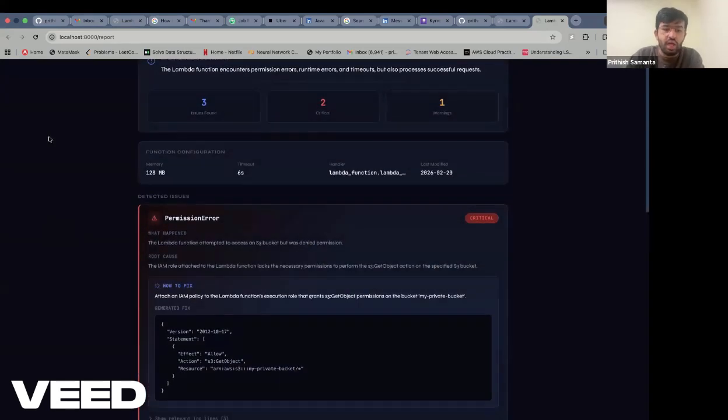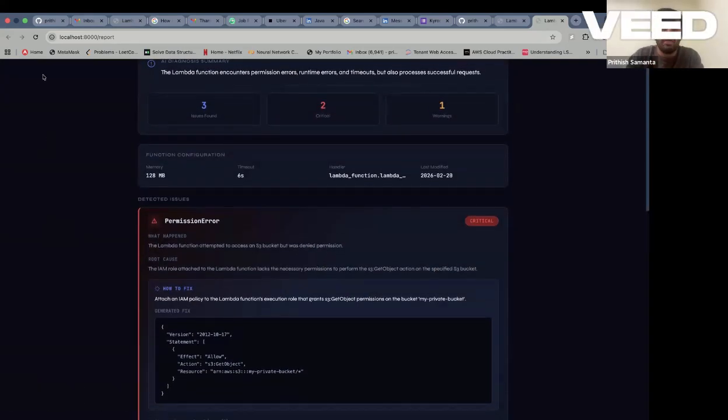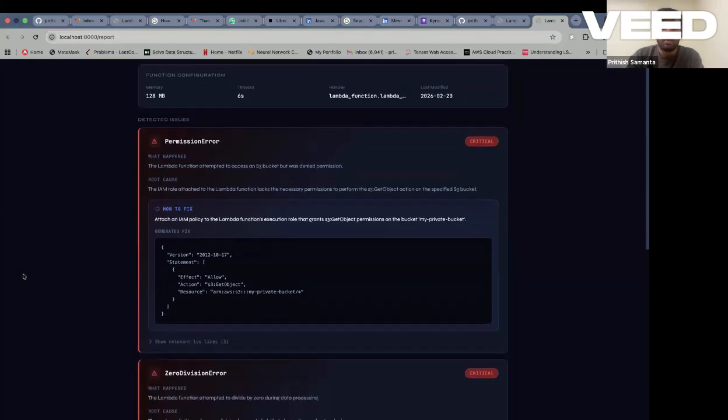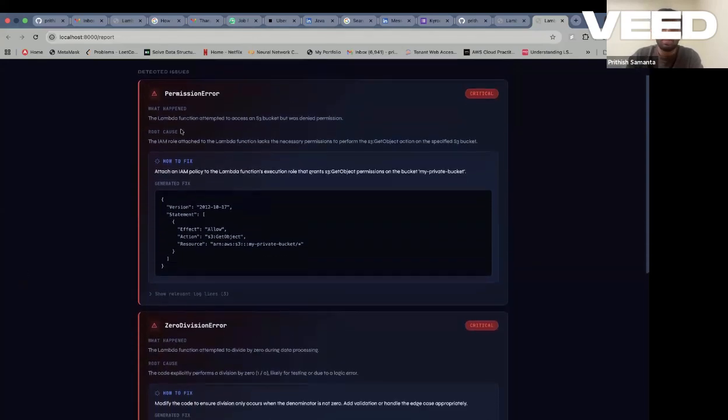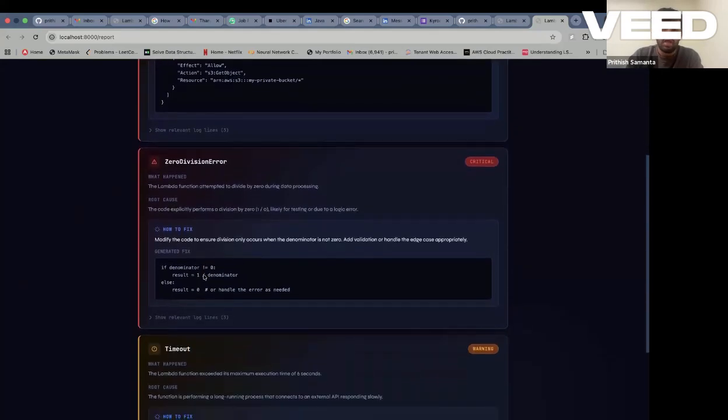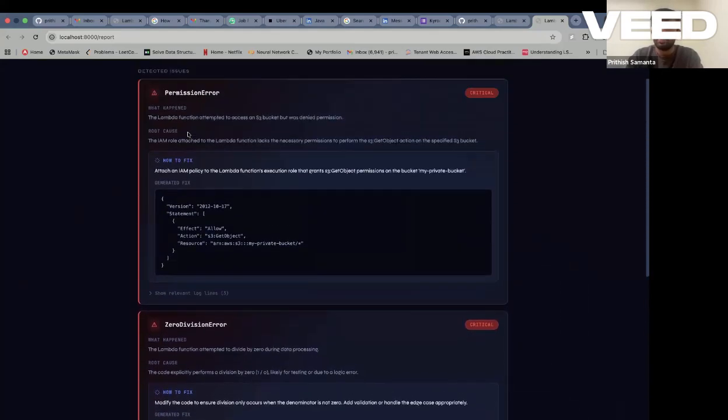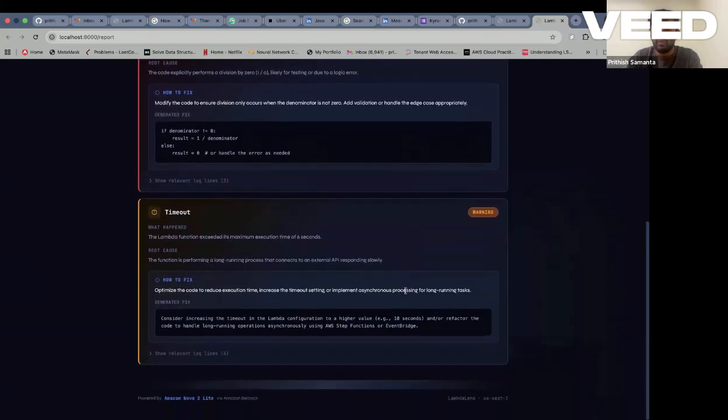Let me load this. Yeah, over here, it gives us a brief report talking of the number of issues found, the number of critical issues, and number of warnings. So over here, we can see we have three issues. One is permission error, second is zero division error, and third is a timeout error. It labels each of these issues: critical, critical, and warning.